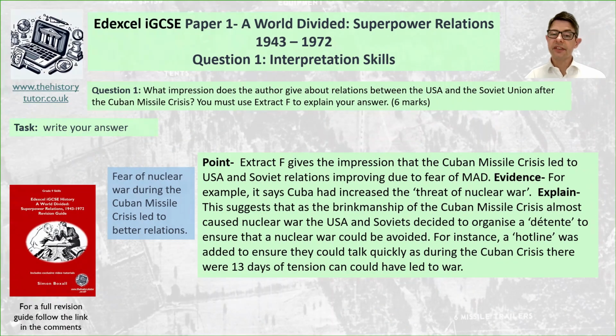Okay, here's what I've said. I've said this suggests that as the brinkmanship of the Cuban Missile Crisis almost caused nuclear war, the USA and Soviets decided to organise a détente to ensure that nuclear war could be avoided. For instance, a hotline was added to ensure they could talk quickly, as during the Cuban Missile Crisis, there were 13 days of tension that could have led to war.